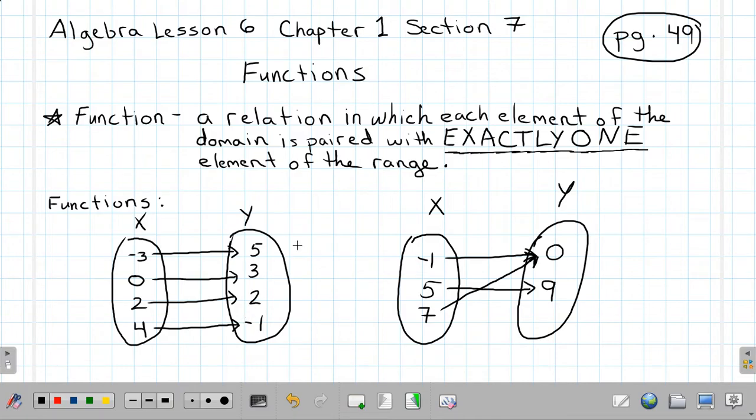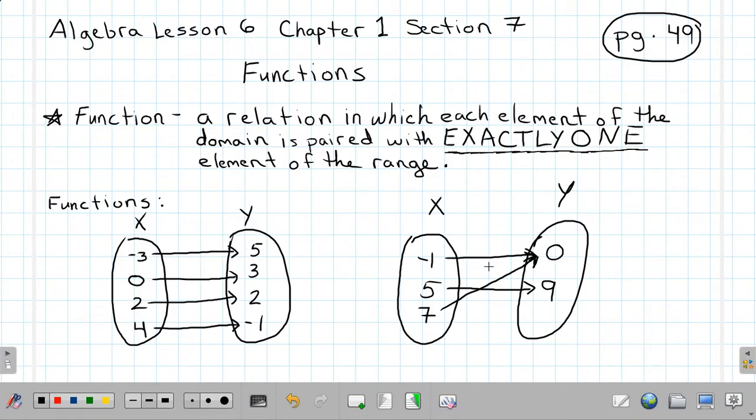with -1. Why we know this is a function is if we look at each x value, -3, how many y values is -3 paired with? Just one, the 5. 0 is paired with just the 3. 2 is paired with just the 2. And 4 is paired with just the -1. That's what we mean by each element of the domain is paired with exactly one element of the range. So this is in fact a function.